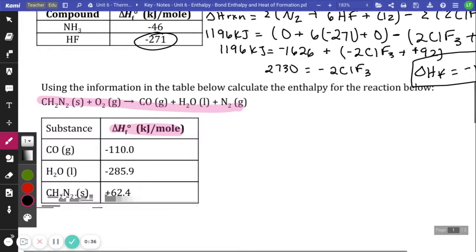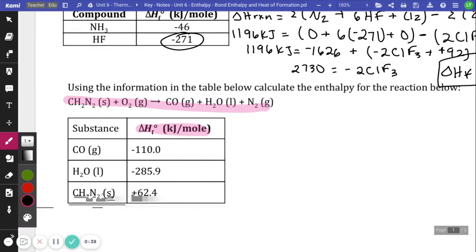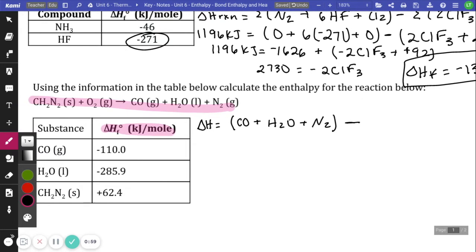All right, so let me get this situated and let's write out our equation. So delta H will be equal to the sum of our heat of formation of 1 carbon dioxide plus 1 water plus 1 nitrogen, minus the sum of the heat of formation of CH2N2 plus oxygen.